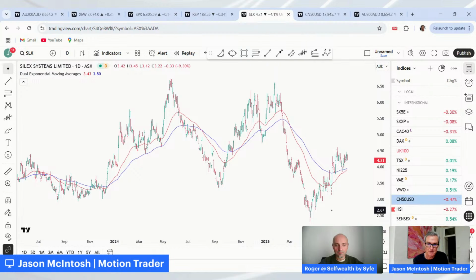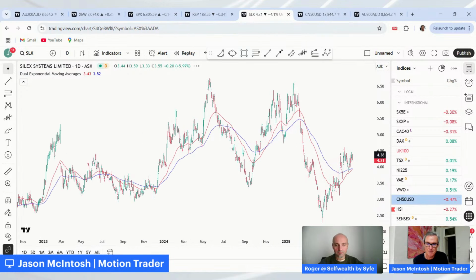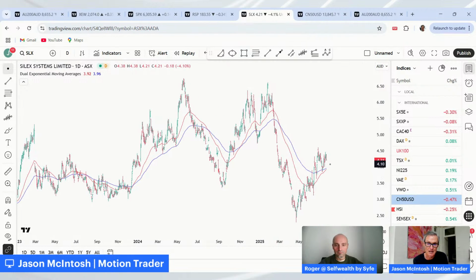Yeah, potentially something developing here. It's back above the averages. You can see the averages have turned about to cross. So we've really got some consolidation happening around the moving averages.